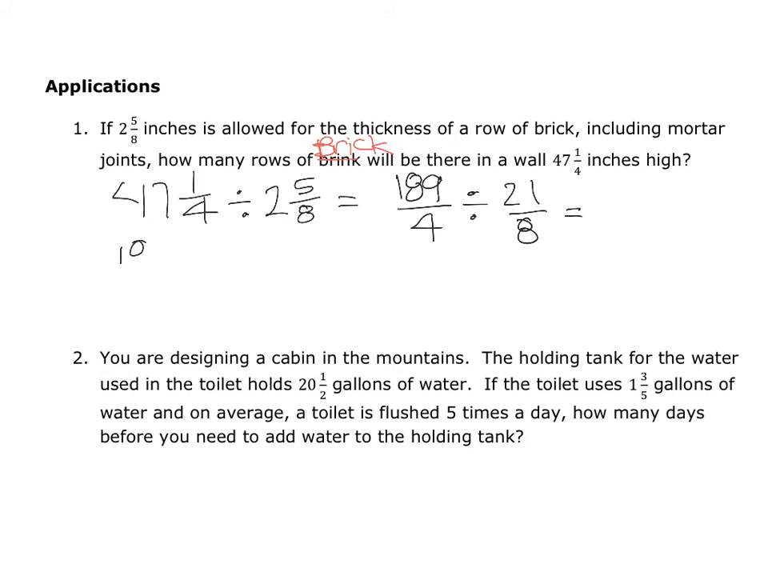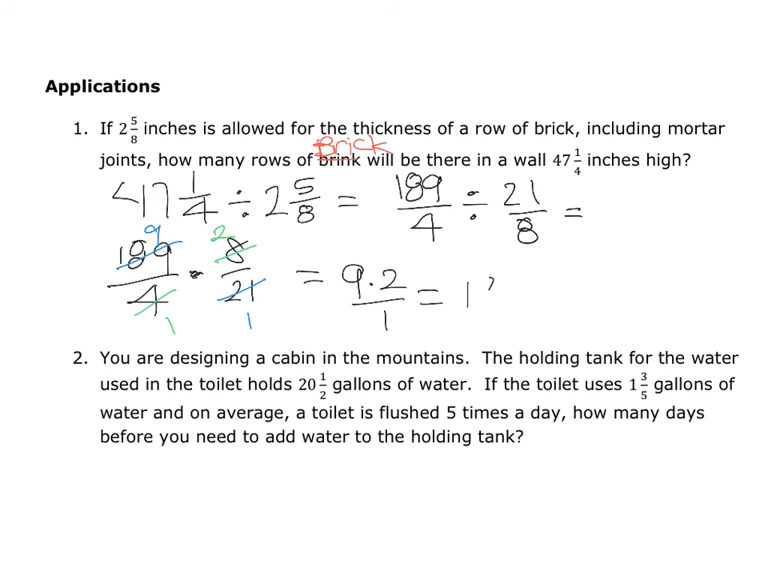So I have 189/4 multiplied by 8/21. Now we know that 4 goes into 4 once, and 4 goes into 8 2 times. And 21 goes into 21 once, and it goes into 189 9 times. So what I have is 9 multiplied by 2/1, or I have 18. And because this is an application, you've got to tell me what those 18 are. They're not 18 bananas. So that's 18 rows of bricks.